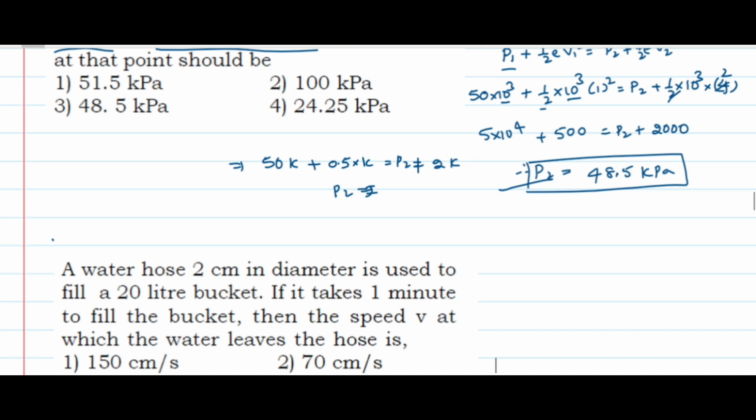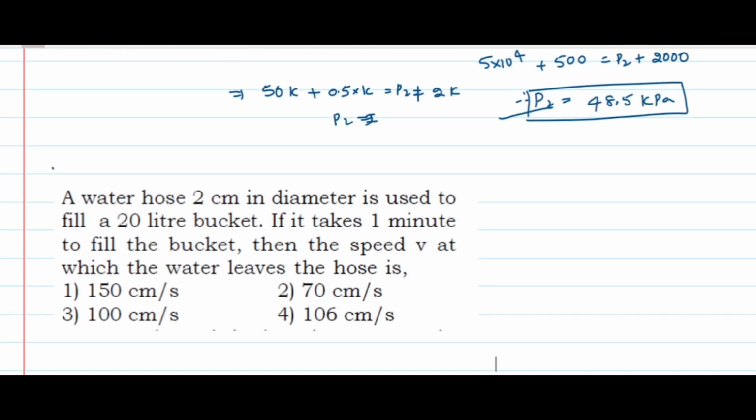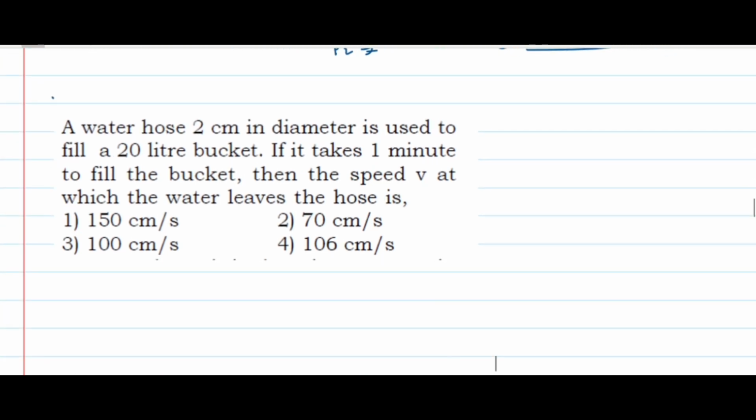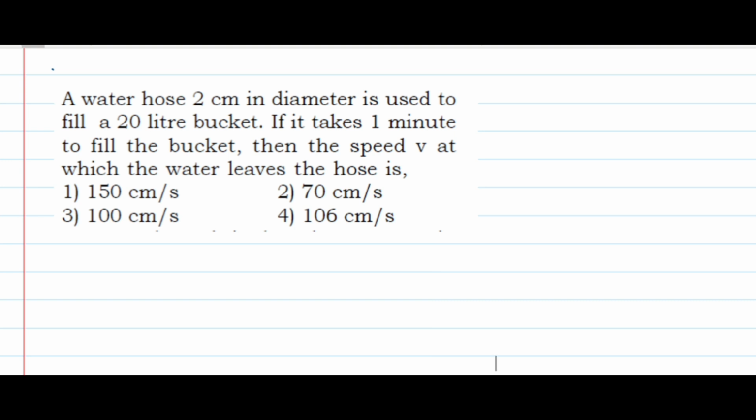Look at the next question. A water hose 2 cm in diameter is used to fill a 20 liter bucket. If it takes 1 minute to fill the bucket, then what is the speed V at which water leaves the hose? Here the hose diameter is 2 centimeter, the bucket is 20 liter, and it takes 1 minute to fill the bucket.